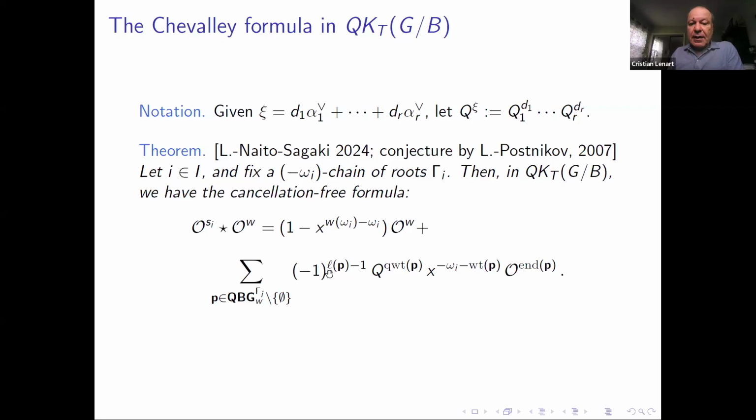And then you have a sign, which is (-1) to the length of the path minus 1. Then you have a q monomial, a monomial in the quantum parameters, given by the q-weight of the path. Of course, you have to express this in the basis of the simple coroots, and then here is the definition of q to some element of the root lattice. And then the equivariant parameters are given by the weight of the path, minus omega_i minus the weight. And these are all the coefficients for the Schubert class indexed by the end of the path. So for each path, you look at the last element in the path. So that's the Chevalley formula.